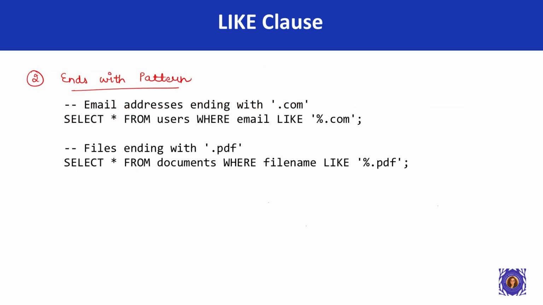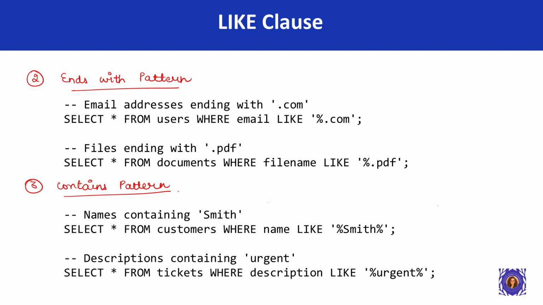Conversely, to search for data that ends with a specific sequence, you place the % symbol before your desired suffix. For example, to retrieve all email addresses ending with .com, you would use a % symbol before .com. This also applies to finding documents where the file name ends with .pdf.